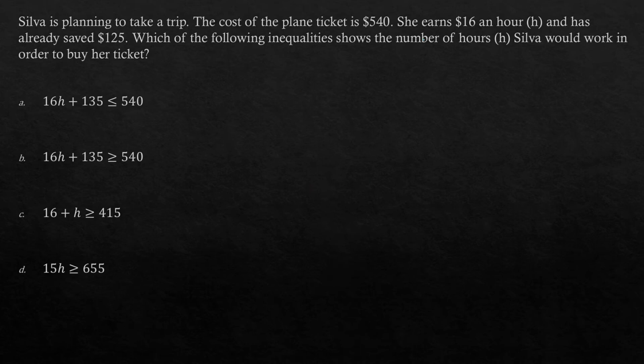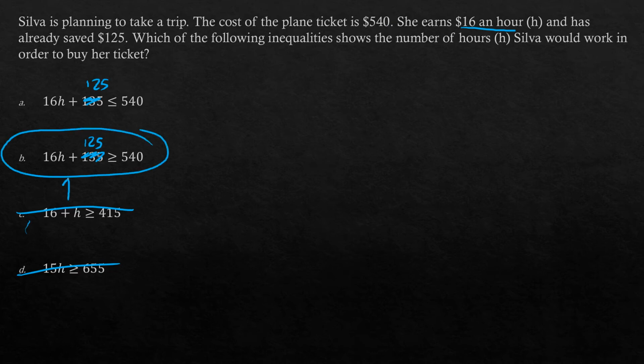Okay, well, she earns $16 an hour, so I need to have 16 and H next to each other. And she's already saved this 125. Again, this should say 125 on both of these. The only difference is the direction my inequality sign is facing. Now, if this left side is smaller than $540, I don't have enough for my plane ticket, right? If I have $539, I cannot buy my plane ticket, which means I need this left side to be equal to, if not bigger than, that 540.